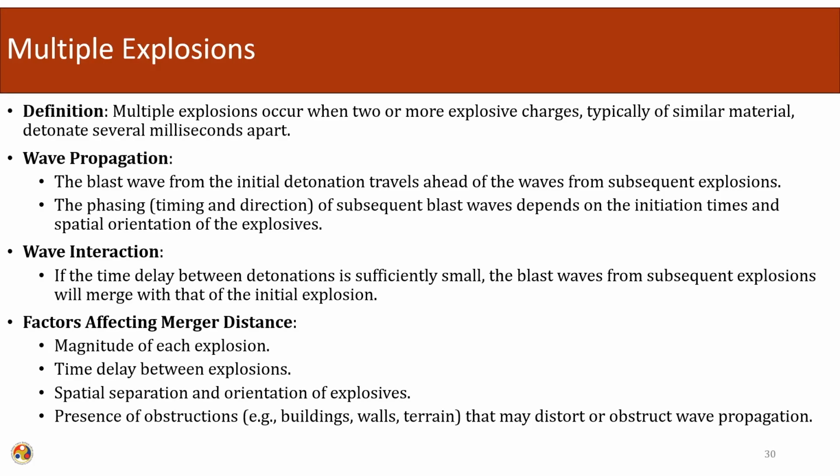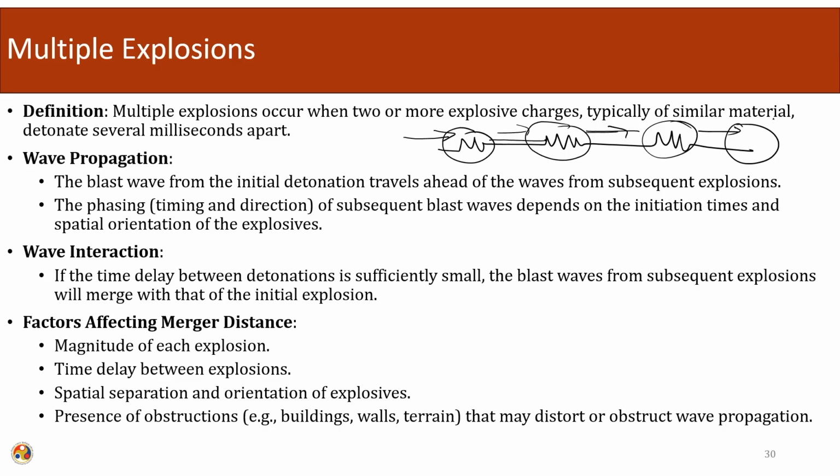The definition: multiple explosions occur when two or more explosive charges, typically of similar materials, detonate several milliseconds apart. It means that there will be an array of explosives, and it will be a chain-type event. One explosion occurs, it propagates, then the second explosion occurs, and other explosions keep on occurring. Normally all these are made up of similar material. If one is made of TNT, the others will also be made of TNT.